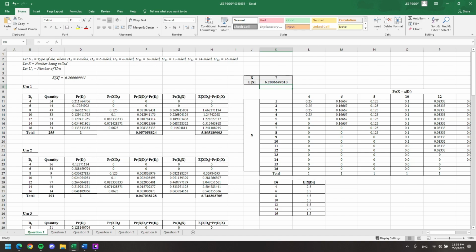So after completing this worksheet, we can insert different possible values of X and try out each of them until we get the targeted E[X] as requested by the question. In this case, the value of X could be 7 or 8. Both give us 6.2.